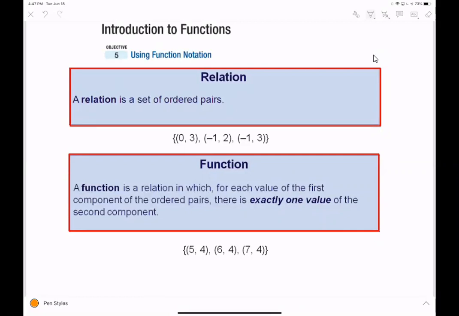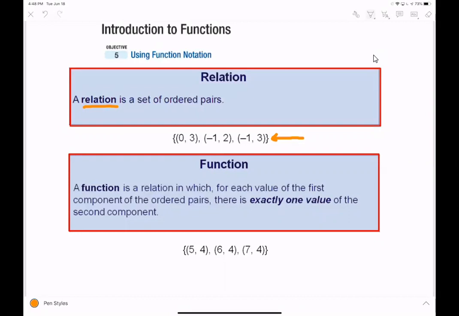In this lesson, we are going to introduce functions and a couple of definitions. So we've talked about ordered pairs, and when we talk about a set of ordered pairs, we can refer to those sets as relations. Given a set, for example, this set here, there are 3 points in the set: (0, 3), (-1, 2), and (-1, 3). Those three ordered pairs we can call a relation.